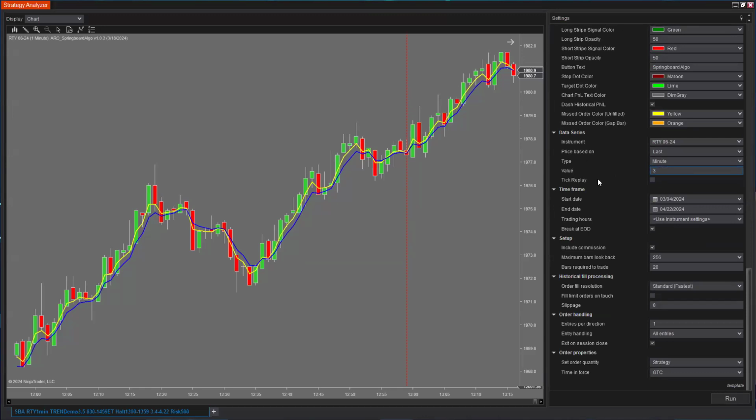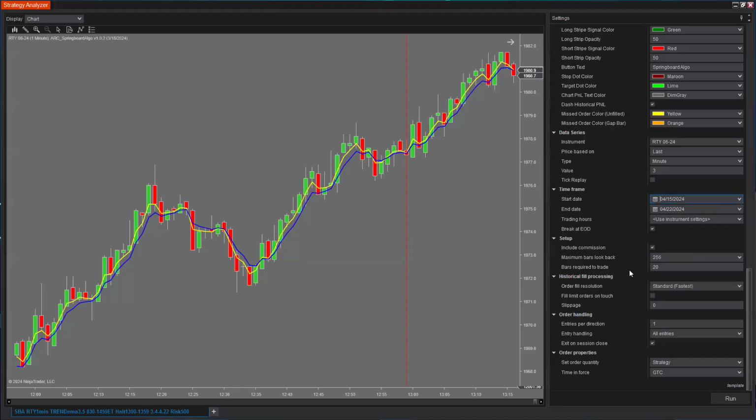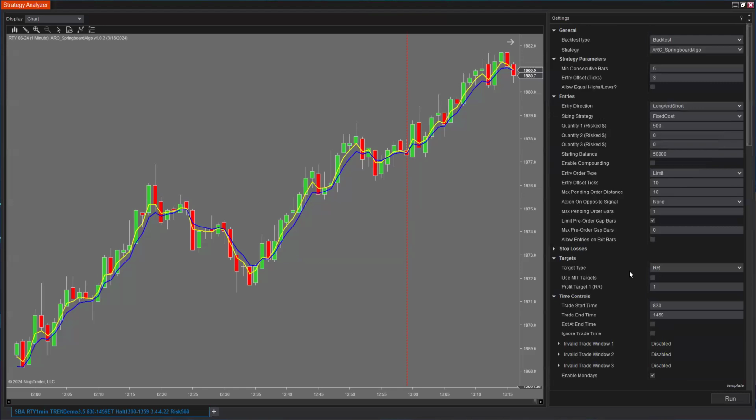We'll bump this up to a 3-minute, and we're only going to run just like a week. Again, I'm not expecting performance. I'm just showing you an example. These are not optimized, obviously. Yep, this is going to be the hack.